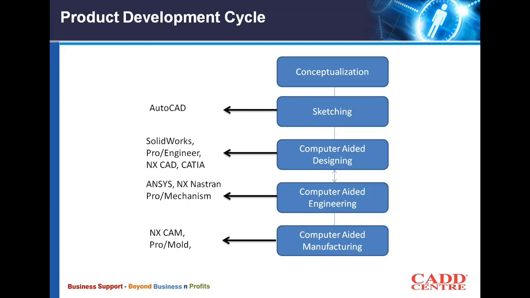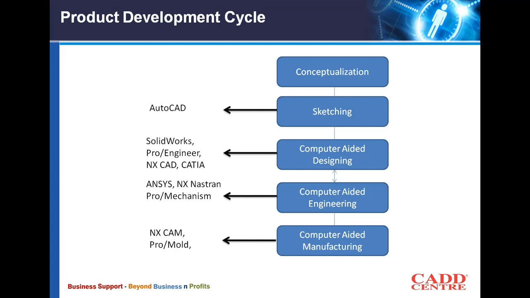And computer aided engineering, where we will be doing the validation. That is, we are going to apply boundary conditions and find out the stress distribution, pressure, or deformation of any product. Here we use Ansys, NX Nastran and Pro Mechanica. And last, with manufacturing, we use NX CAM and Pro Mold, which entirely give solutions for tool design and also for machining. And that's all about the product development cycle.